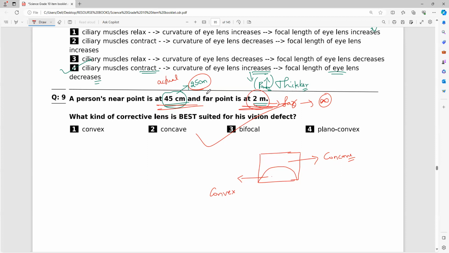He has both defects of vision, so we have to use a bifocal lens. Defect of vision, presbyopia, page number, tell me quickly. In that paragraph, in the second line, they mention a bifocal lens to correct presbyopia. People may be affected with both near as well as far defects, so to correct this we will use a bifocal lens.